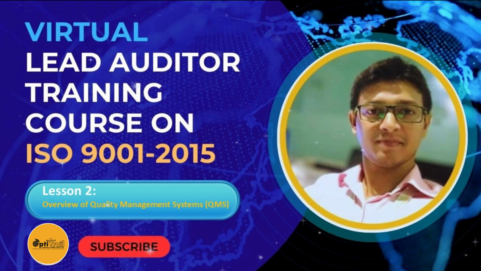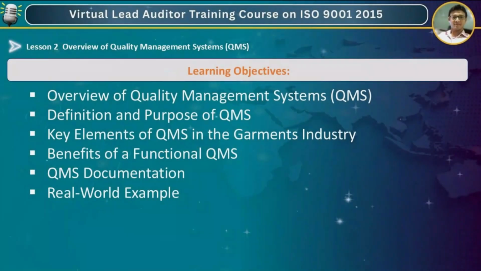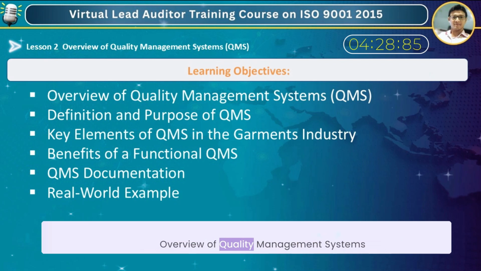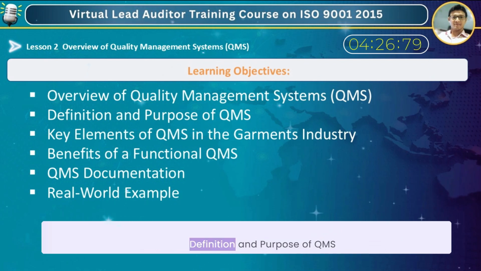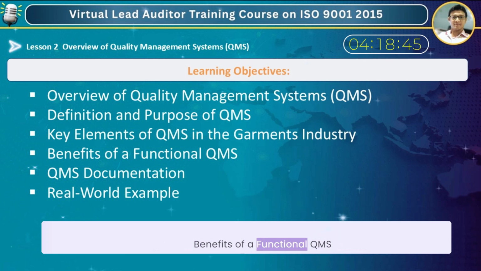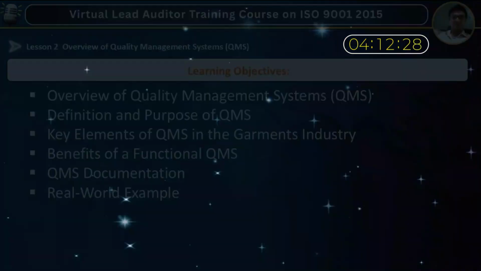9001-2015. In today's video, we will talk about Lesson 2, Overview of Quality Management Systems. In this video, you will learn Overview of Quality Management Systems, Definition and Purpose of QMS, Key Elements of QMS in the Garments Industry, Benefits of a Functional QMS, QMS Documentation, Real-World Example.